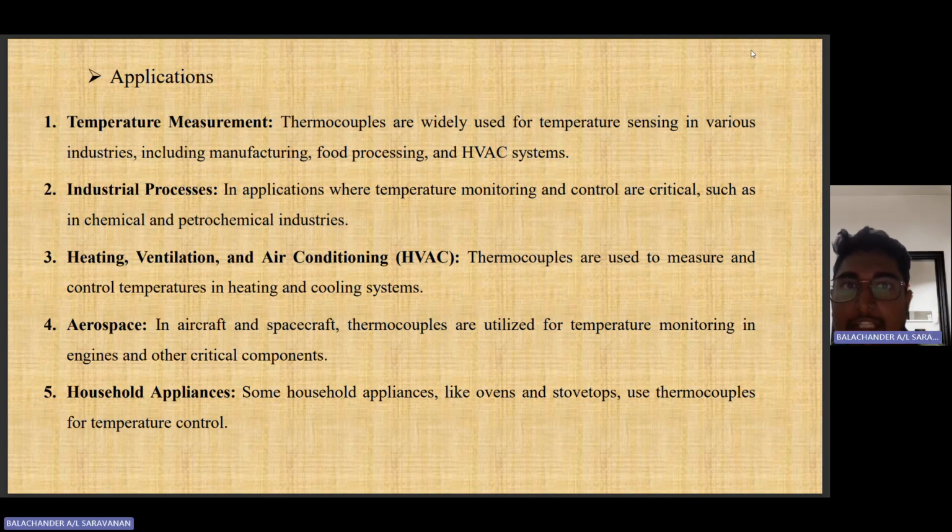Just now, at temperature measurement, we saw HVAC; the full form is heating, ventilation, and air conditioning. So the third one is heating, ventilation, and air conditioning. Thermocouples are used to measure and control temperatures in heating and cooling systems. The fourth one is aerospace. In aircraft and spacecraft, thermocouples are utilized for temperature monitoring in engines and other critical components. The last one is household appliances. Some household appliances like ovens and stove tops use thermocouples for temperature control.